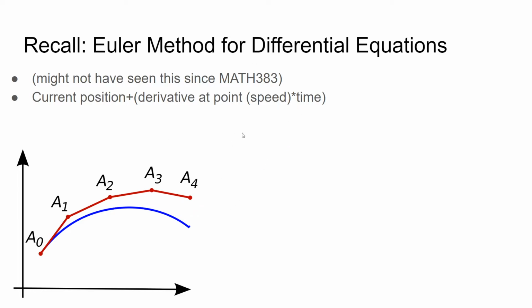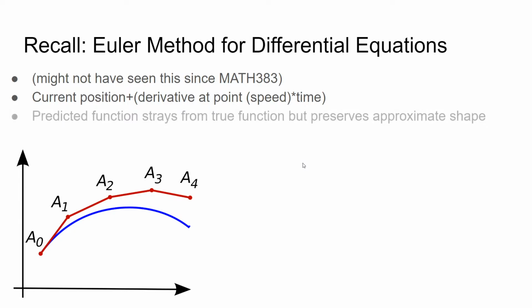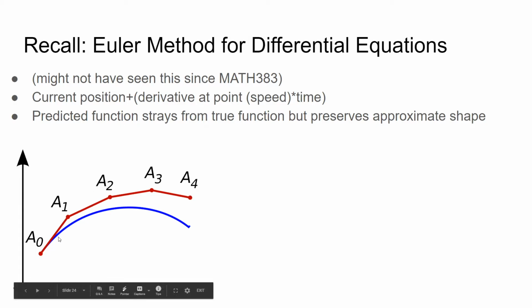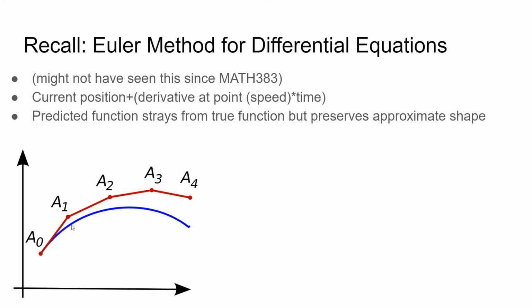So that's the Euler method, and there's a reason that I'm asking you to recall it, which we'll see in a second, but the idea to remember is that the predicted function, which in this case is the red one, its shape is pretty close to the true function, but it strays more and more as you keep making predictions, because it's essentially just adding a bunch of local predictions together.